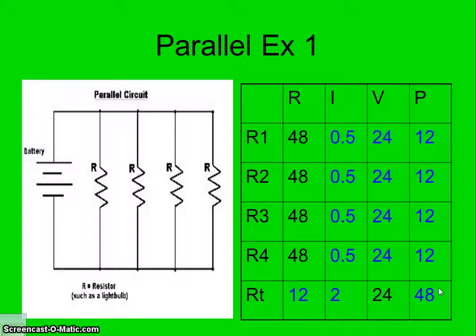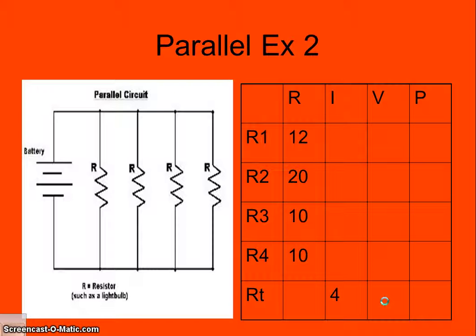That's how you check. So the big thing to remember here is that your total resistance will always be smaller than your smallest resistor. That's one way to check. And the second thing is your voltage will be the same throughout. That makes it easy for you.